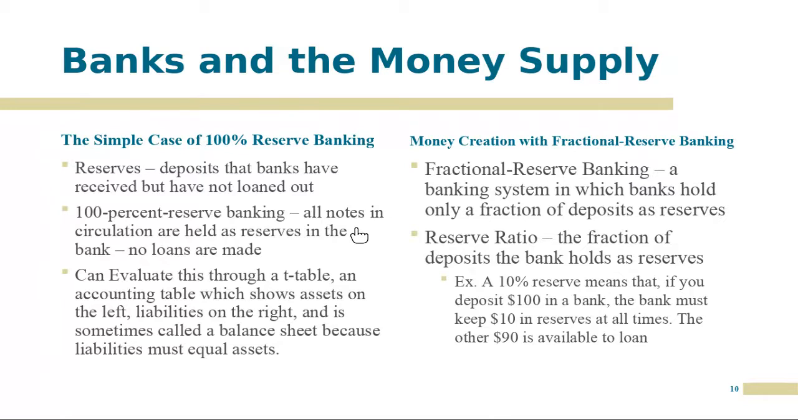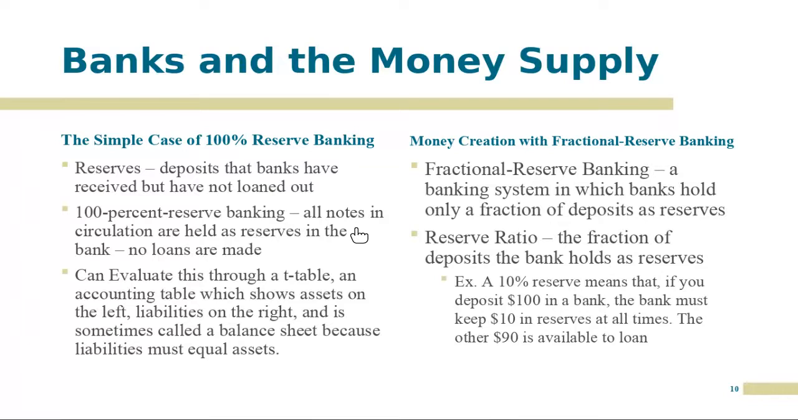Now, you can evaluate this through a T-table, which is an accounting table showing assets on the left and liabilities on the right, and is sometimes a balance sheet because liabilities must equal assets. So a way to think of it is a T-table shows that when you deposit $100, the bank has $100 in assets, i.e. the cash put into the bank, and then they have $100 in liability, as in they owe you the $100 you put in.